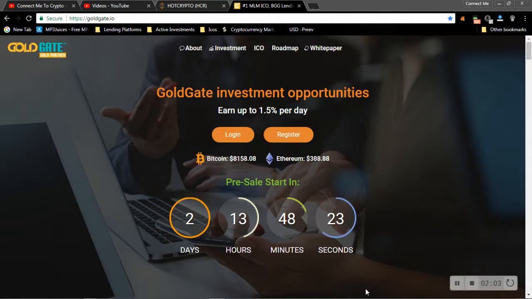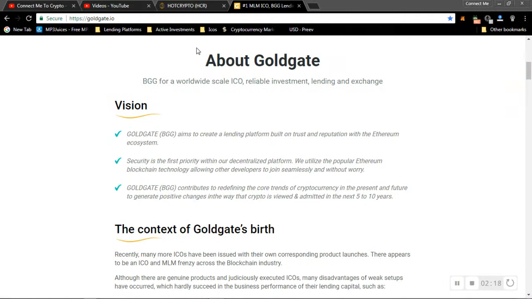So, Goldgate investment opportunities. These guys say you can earn up to 5% per day, and they start in 2 days and 13 hours. So let's see what they're about. About Goldgate: their ticker is BGG. BGG, a worldwide scale ICO, reliable investment, lending, and exchange.